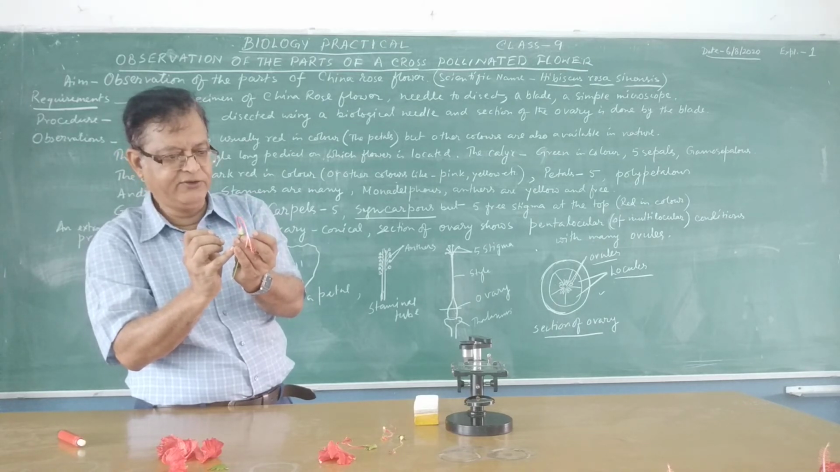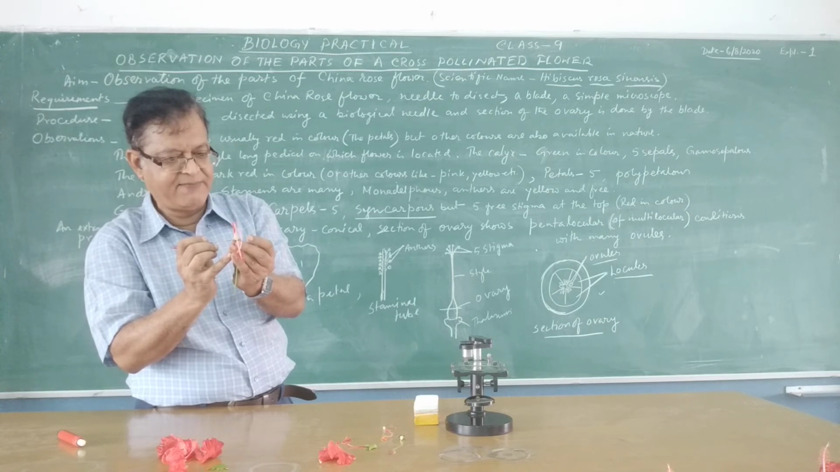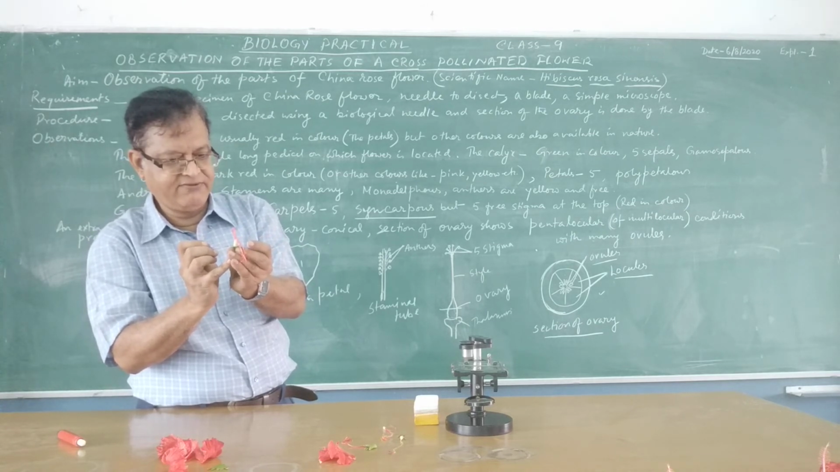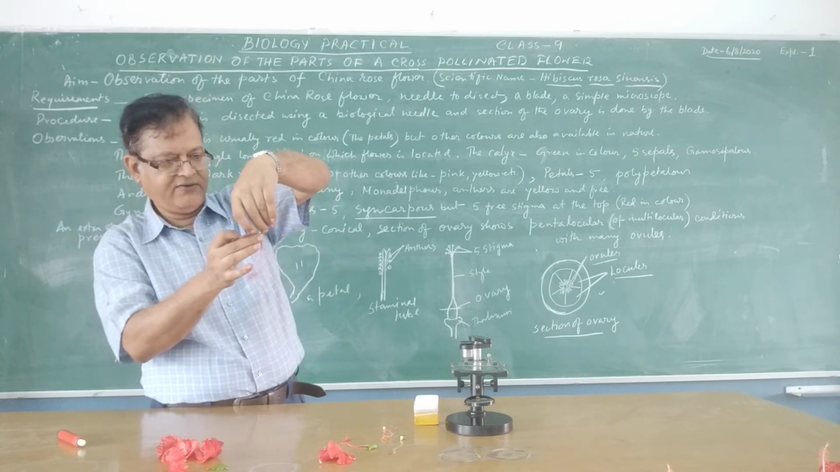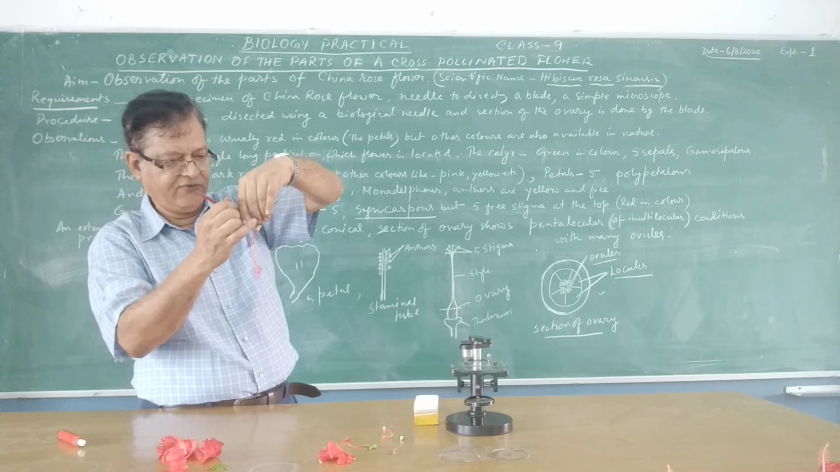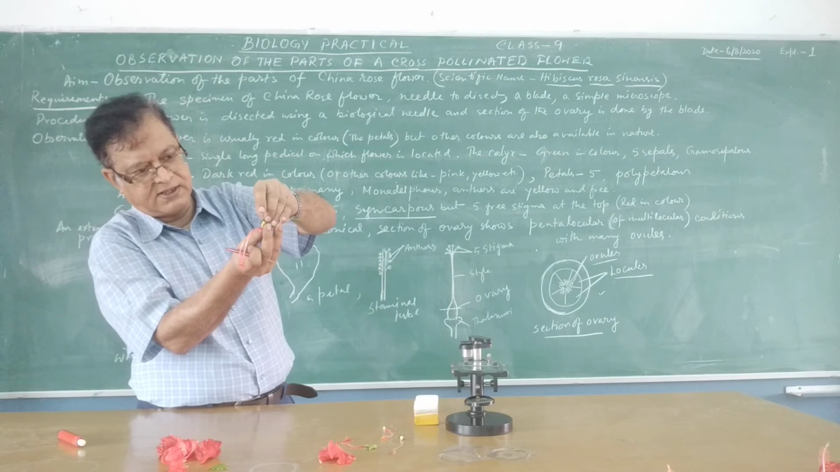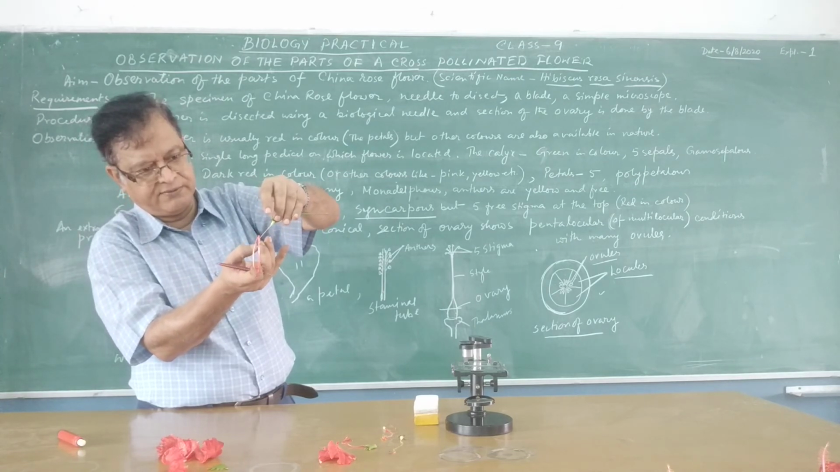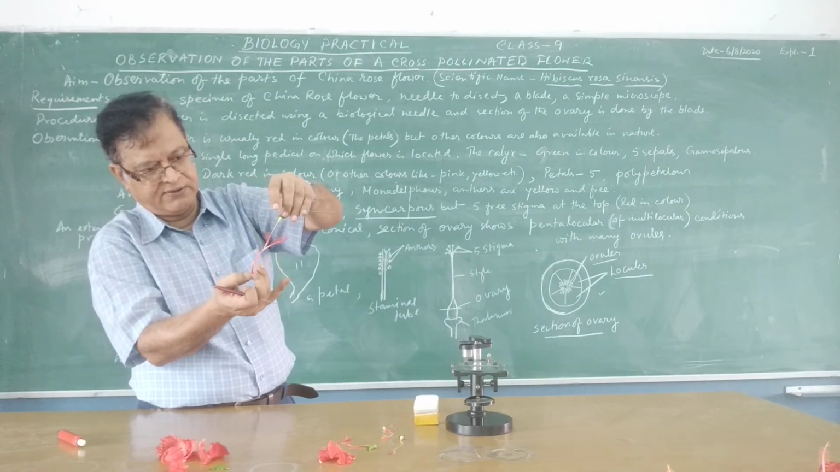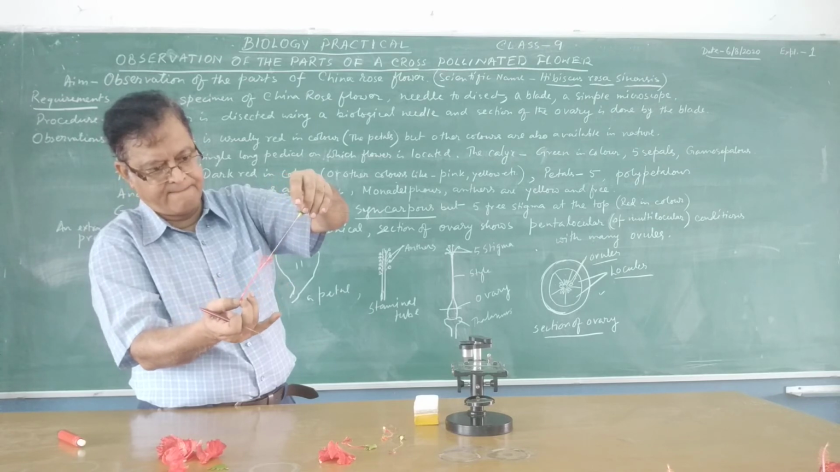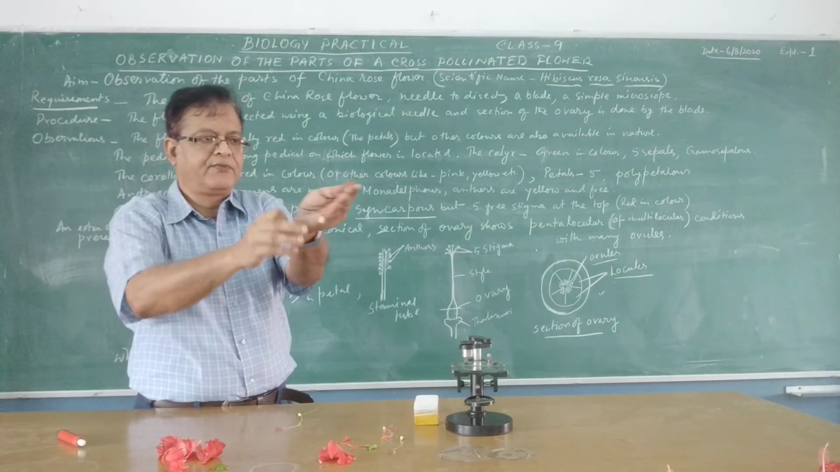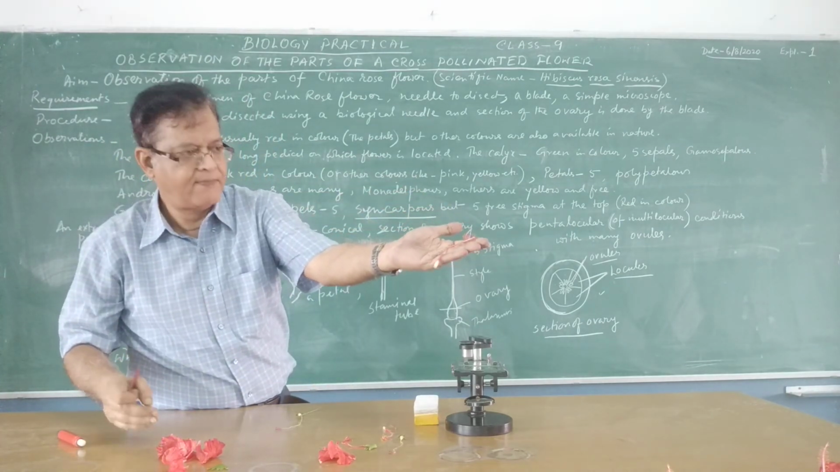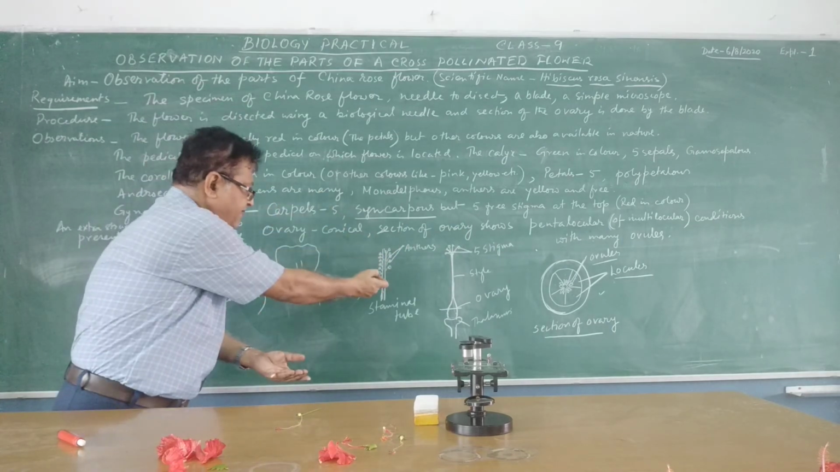It may happen that when you do it, one flower is damaged, but you try with another flower. It requires a little bit of practice. Now it is dislodged, but you have to be careful to take out the staminal tube. Slowly pull it. This is the staminal tube, as you have seen here.